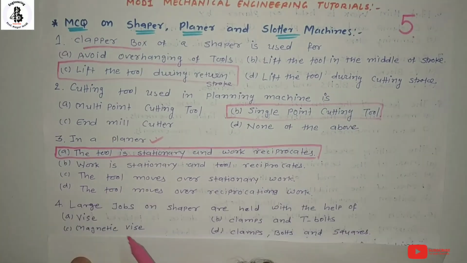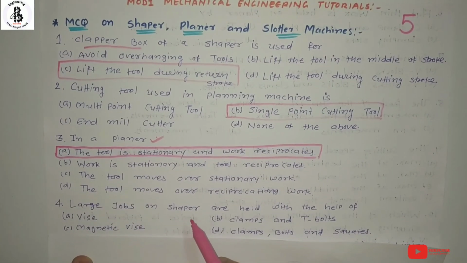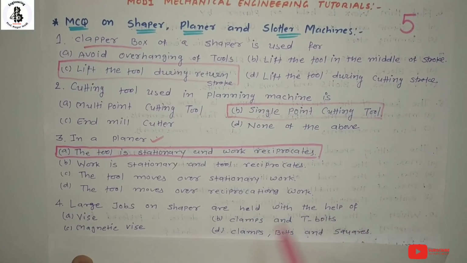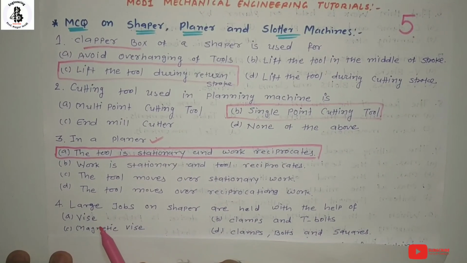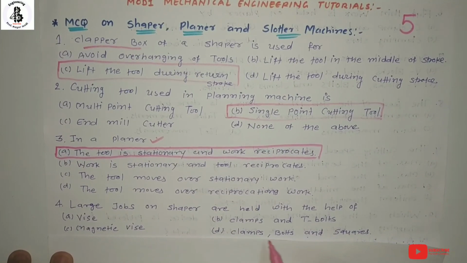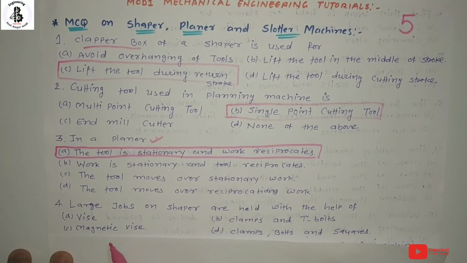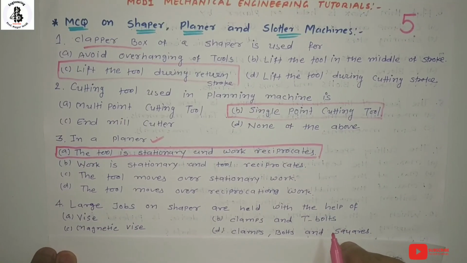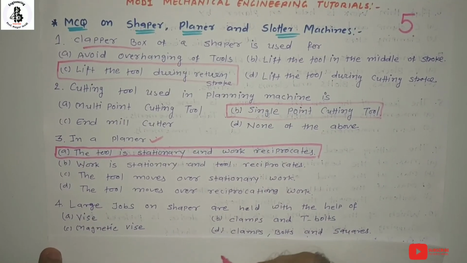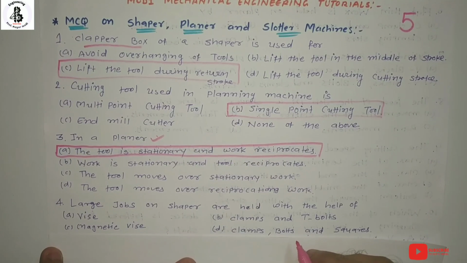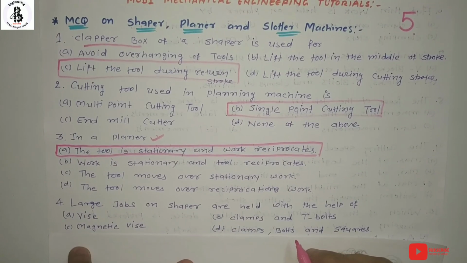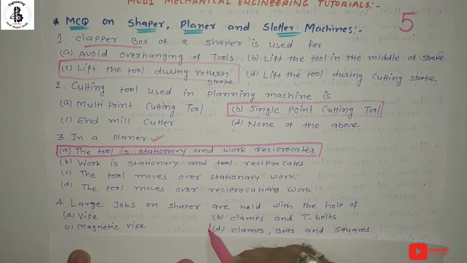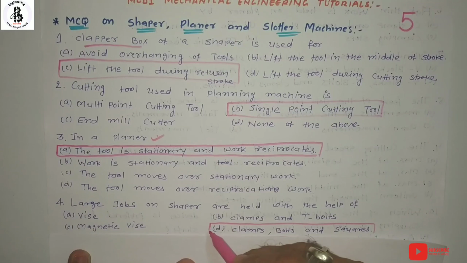Then next, large jobs on a SHAPER are held with the help of option A, vice. Option B, clamps and T-bolts. Option C, magnetic vice. And option D, clamps, bolts and squares. So basically for large jobs on the SHAPER, the workpiece is held with clamps, bolts and with the help of squares. So the right answer is option D.